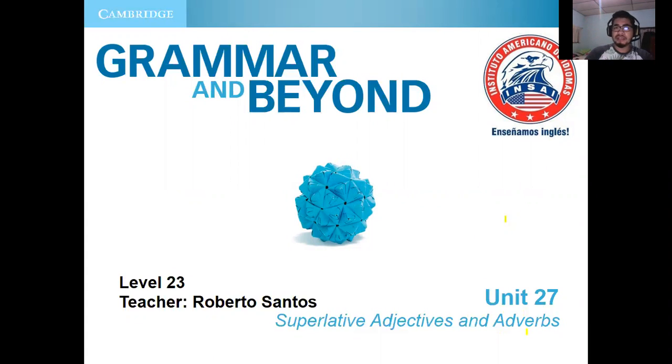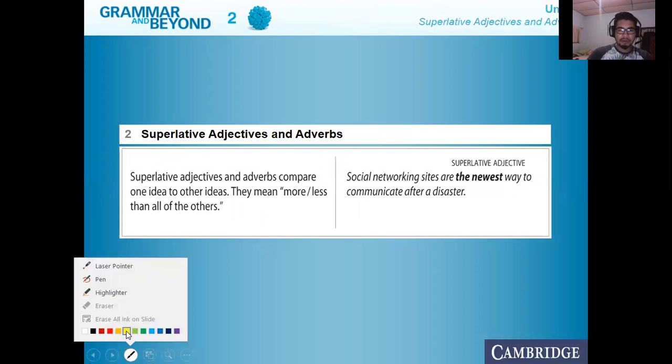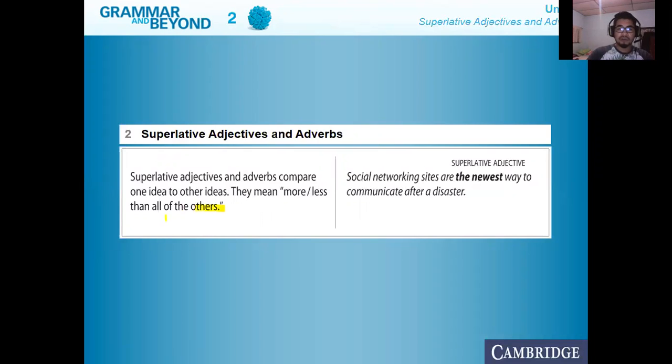But without further ado, let's jump to the explanation and see what the different rules are and how we should follow them. Okay, so we're going to start with the first rule and how we use superlative adjectives and adverbs. Remember, adjectives and adverbs are different, therefore the rules are going to be different as well. First, superlative adjectives and adverbs compare one idea to other ideas. They mean more or less than all of the others. So it is important to remember this: more or less than all of the others.